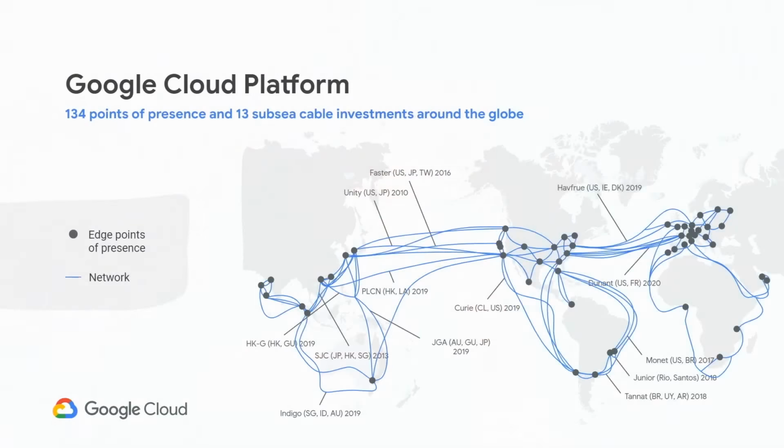Now, the other one is, see all those little round dots? Think of those as the on-ramps to Google's network. So I recently got back from a trek. I was over in India, and I was working in Chennai, so down on the southeast coast of India, right on the Bay of Bengal.